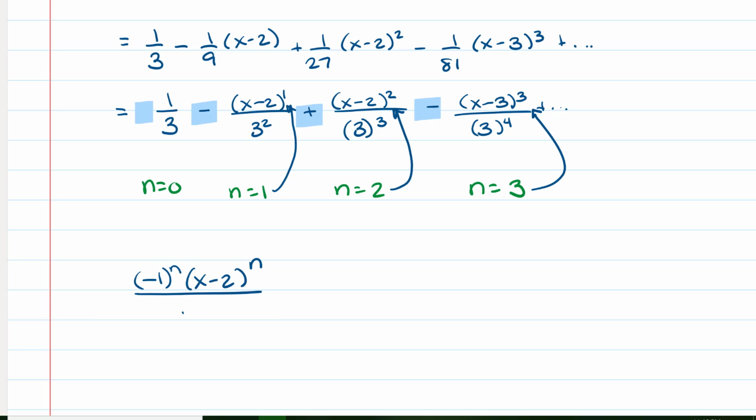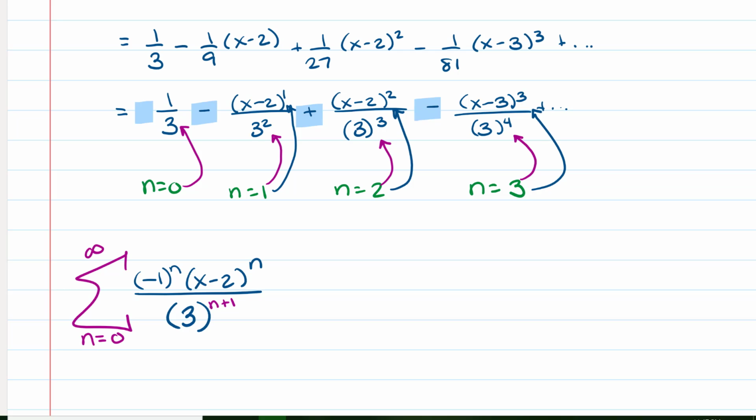I definitely need a 3. But the question is, what is the power? When n is 0, it's 1. When n is 1, it's 2. When n is 2, it's 3. When n is 3, it's 4. So it needs to be 1 larger. So I'm going to write that as n plus 1. So that's my general term, and the only thing you have to do now in order to write it as a sigma is to throw that sigma in front. And that's it. We're all done. We've written it as a Taylor series polynomial.